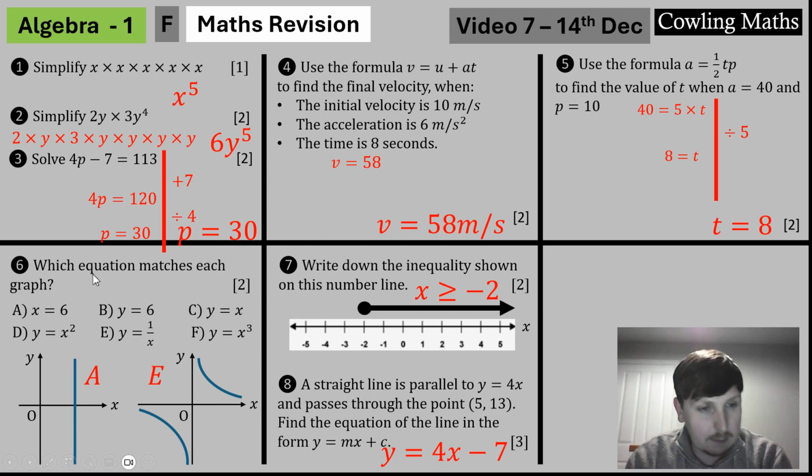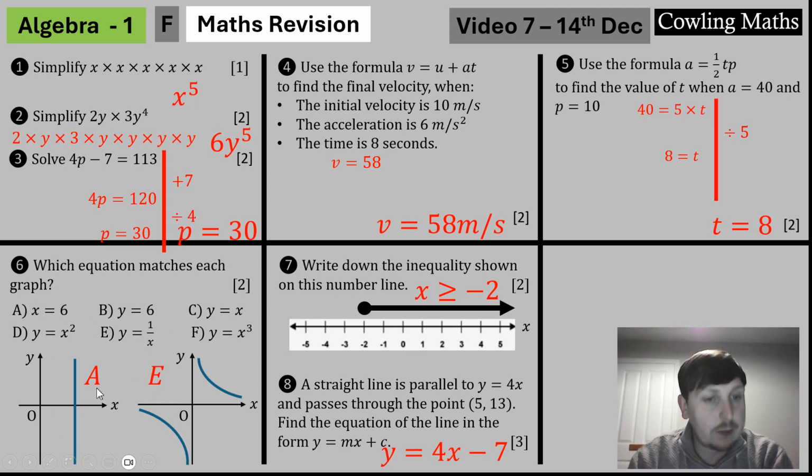On question 6, you had to match the graphs with their equations. So graph A has to be x equals 6 because it goes through the x-axis. It's a vertical line, so it's going to be x equals something. The only one that is x equals something is A, so it has to be A.